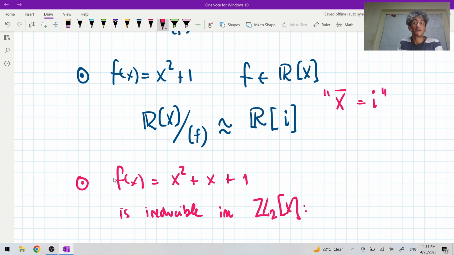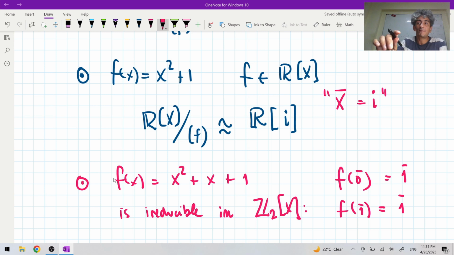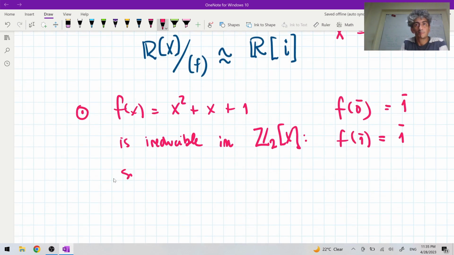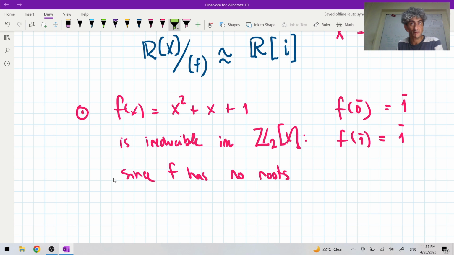It has no roots. If you evaluate it at 0, or the class of 0, you get 1, and if you evaluate this in the class of 1, you get also the class of 1. So f has no roots. Having roots and being irreducible is only equivalent for polynomials of degree 2 and 3. Okay, so be aware.